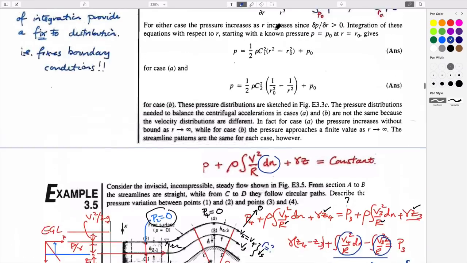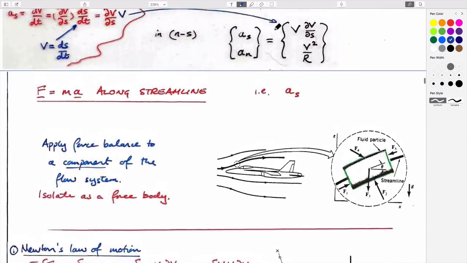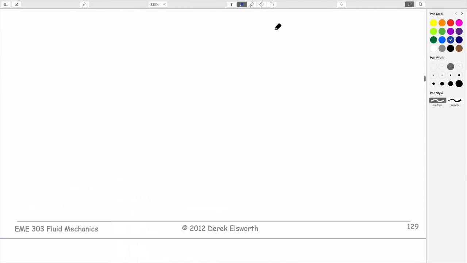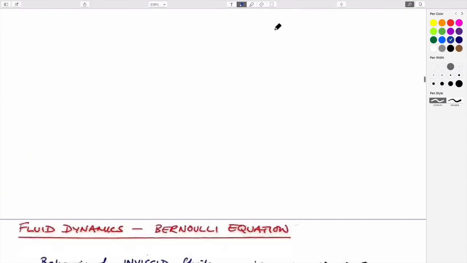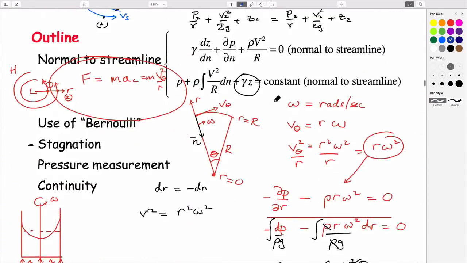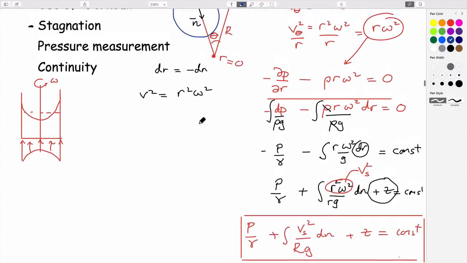We said originally, if we go back up here, that when we define this geometry, did I do it today? I went far too far back. That this normal n acts normally in towards the center of rotation. And so we have to honor that.